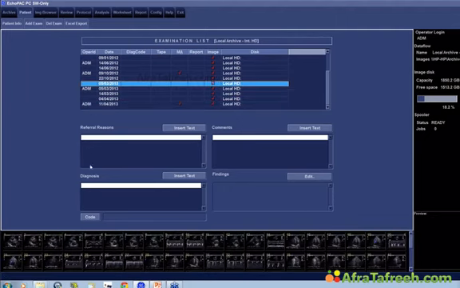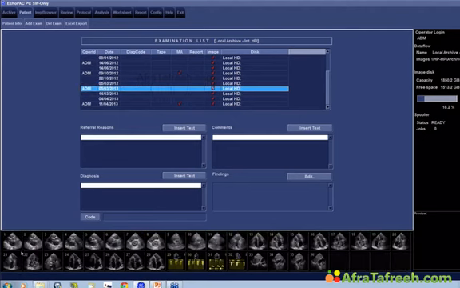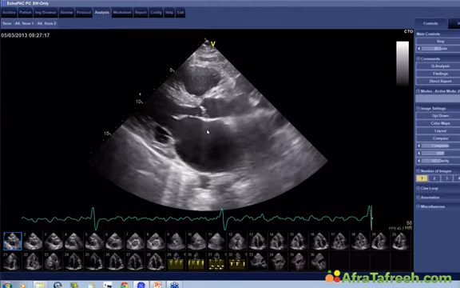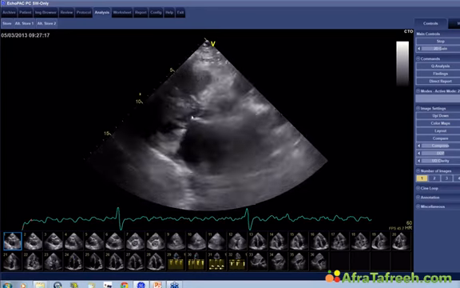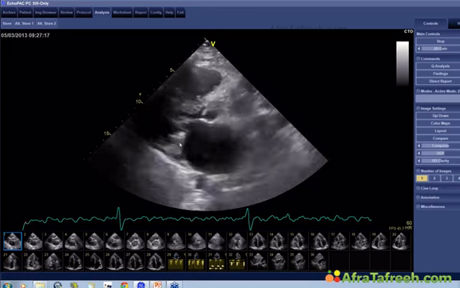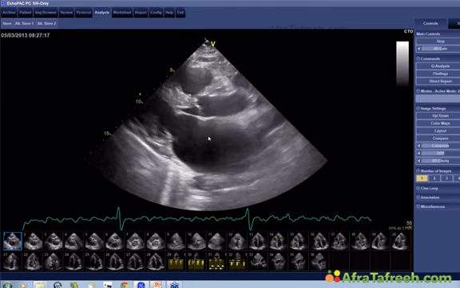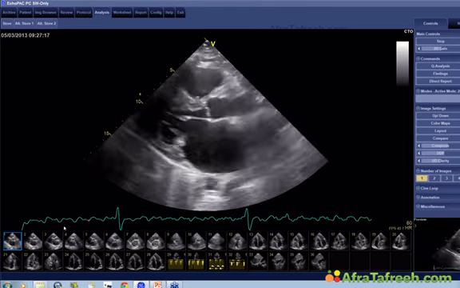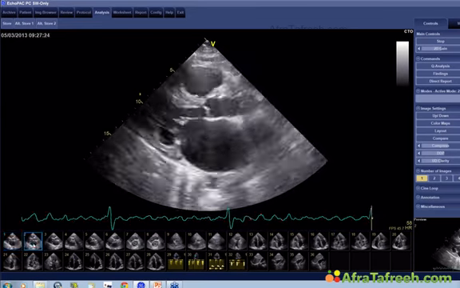Okay, this is the transthoracic study in this patient. Parasternal long axis view. Look at this massive enlargement of the left atrium. Look at spontaneous contrast. She has atrial flutter.